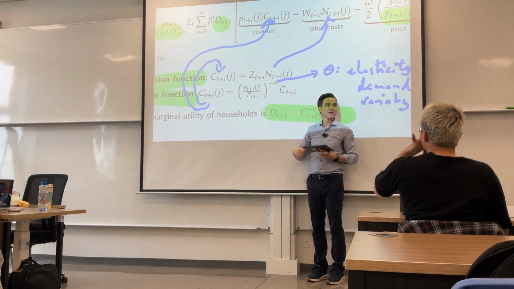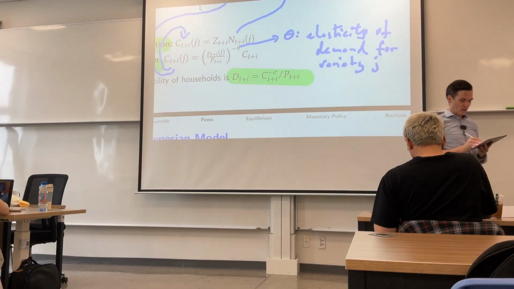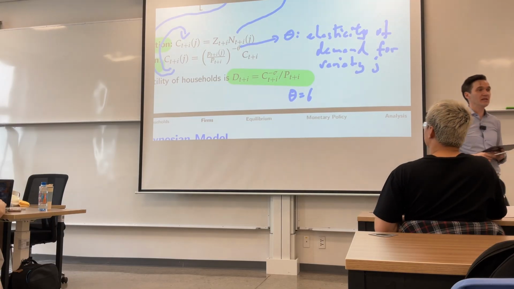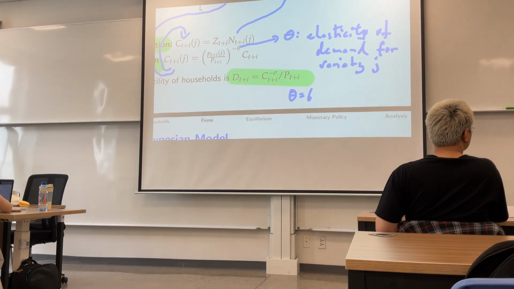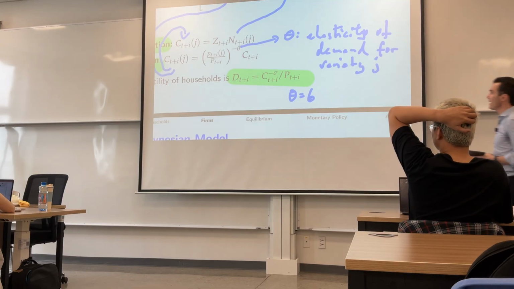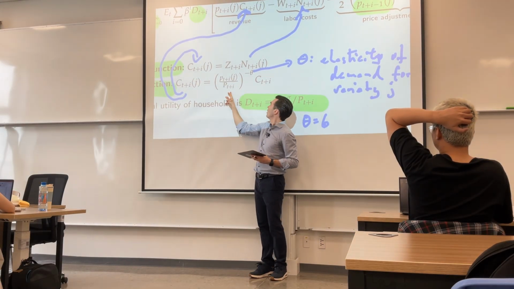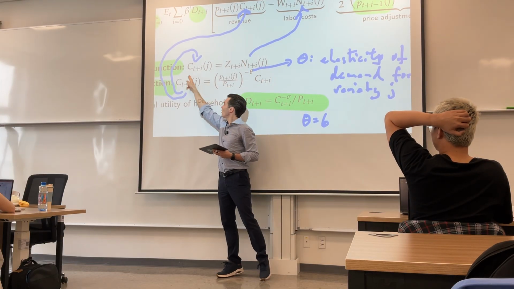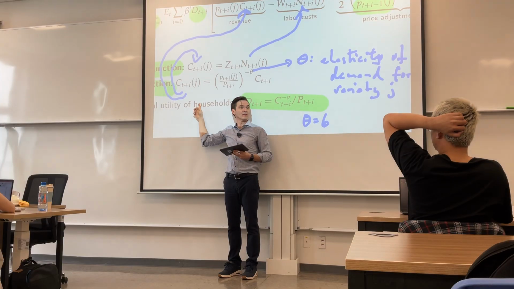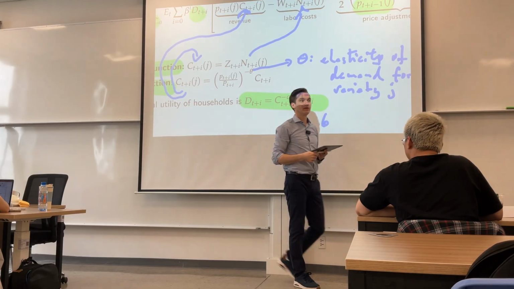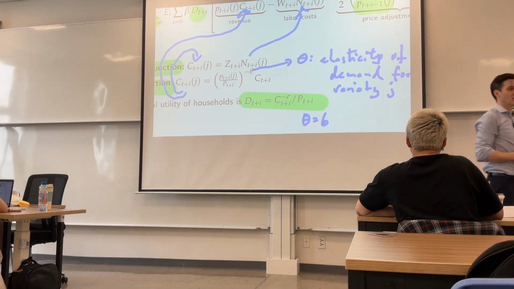So that's the idea. Numerically, what we're going to be using later on, we're going to set, for instance, theta equal to the number 6. That's a standard calibration of the literature. So what does this number 6 mean? Well, the number 6 means that if the relative price of, say, tomatoes increases by 1%, the quantity of tomatoes demanded decreases by 6%. Okay, so that's the numerical interpretation that you would have to have. So that's the demand elasticity.